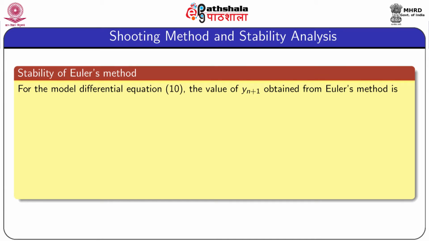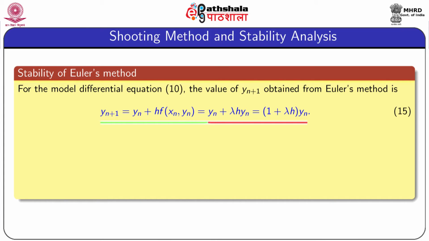Now we consider a particular case, that means the Euler's method, that means the stability of Euler's method. For the model differential equation 10, the value of yn plus 1 obtained by Euler's method is given by equation 15. That means yn plus 1 equal to 1 plus lambda h into yn.